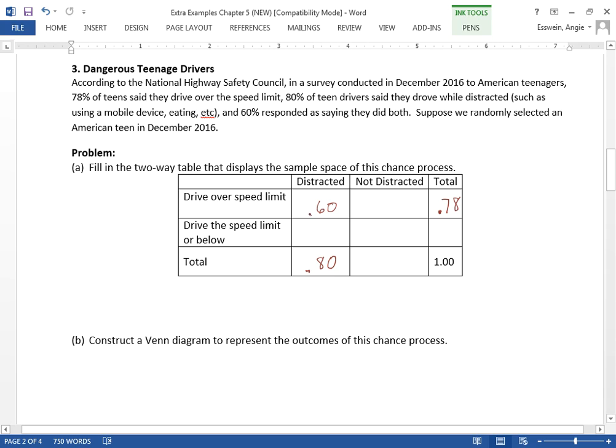So now is where the crossword puzzle comes in, because this has to add up, right? If 60% are distracted and 78% total, then what does not distracted have to be? 0.18, yeah. And then what does this have to be for these to add up for distracted?